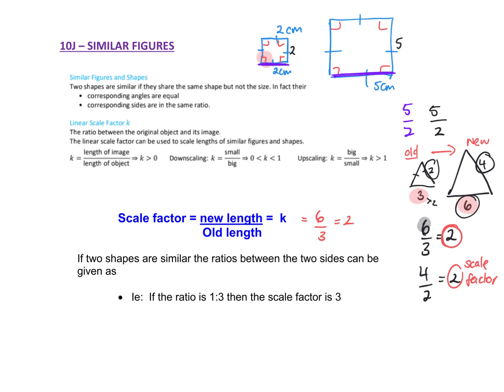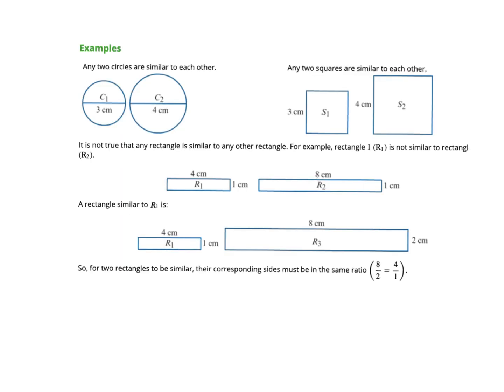Okay? So if they said the ratio was 1/3, we'll draw a little example down here. If I did a square and I said it was 1 centimeter and we had a ratio of 1/3, then this big square, if they were similar, would have 3 centimeters. Yeah? We can say it like that, 1/3. All right. Let's look here, and we've got a couple of examples of similar figures.